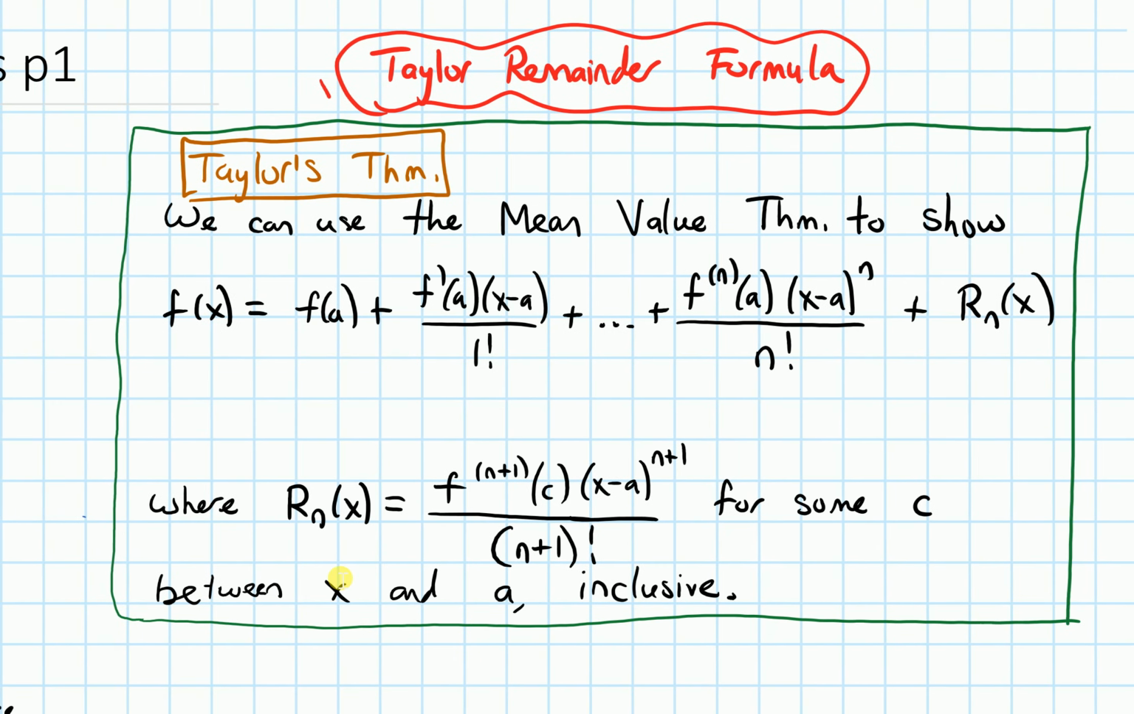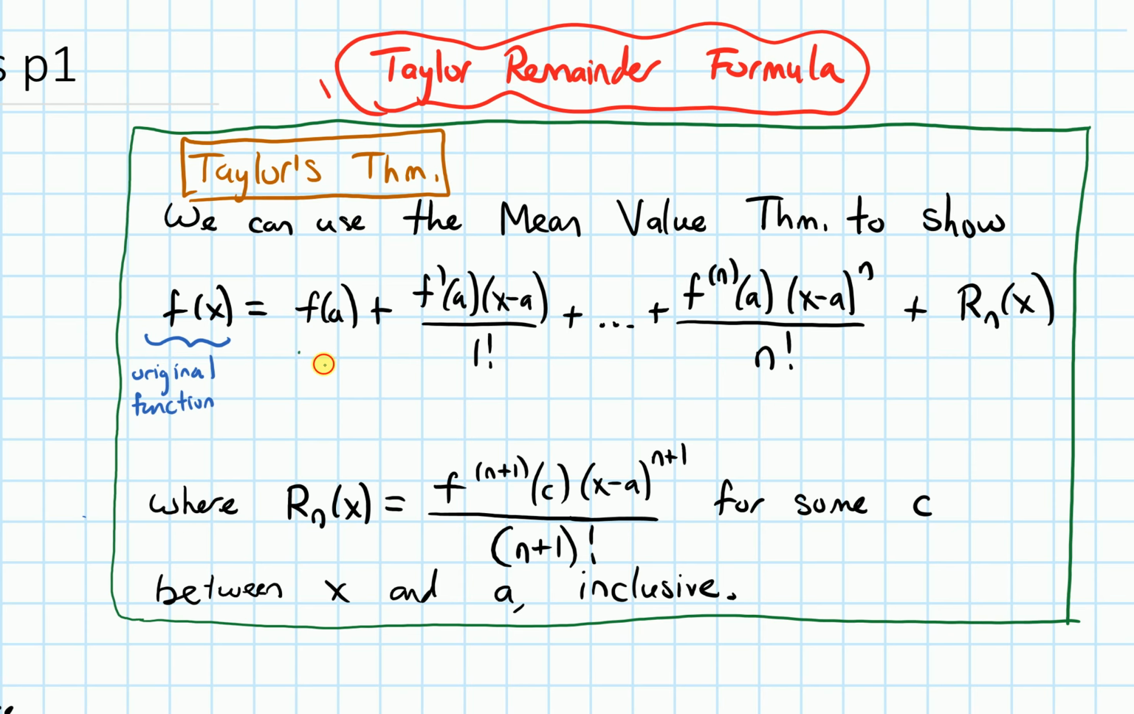I want to begin by stating what's called Taylor's theorem. We can use the mean value theorem from calculus to show that a function f of x equals this long thing on the right-hand side. I'm going to start to explain what the pieces here are. f of x is our original function, whatever we are finding a Taylor series of, or maybe just finding some Taylor polynomials of to approximate it.